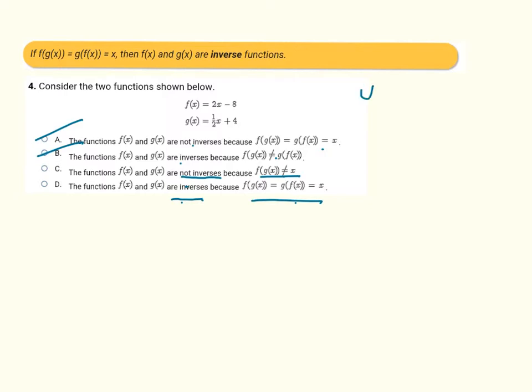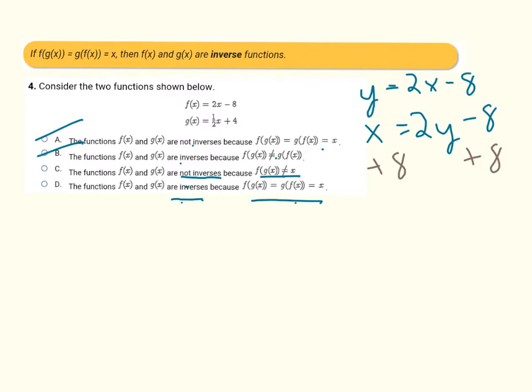So that first f of x, I'm going to change it to y, and it's going to equal 2x minus 8. And then I'm going to change my y's to x's and my x's to y's. And then I solve for y. So same steps as before. I'm going to add 8 to both sides. So I end up with x plus 8 on the left. These 8's cancel, and I have 2y on the right. And then I'm going to have to divide every term by 2.